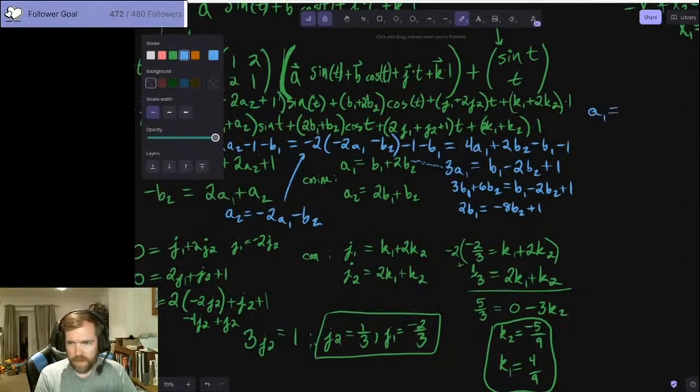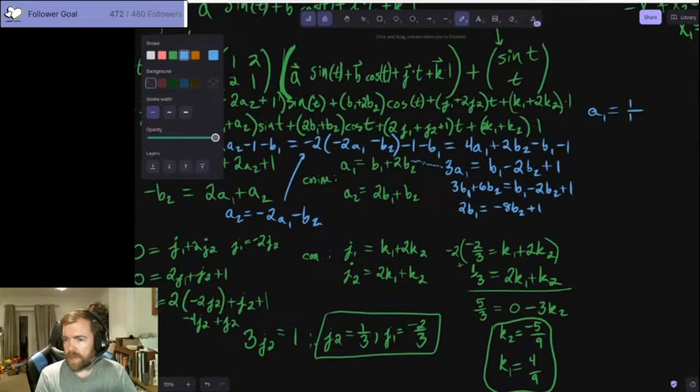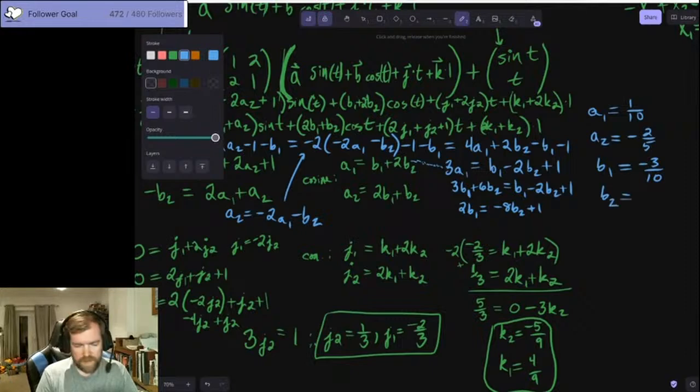Alright, A1 is equal to 0.1. It'll just go with fractional form because it makes a little more sense. Right, 1/10. A2 is going to be equal to -4/10, which is 2/5. B1 is equal to -3/10. And B2 is equal to 2/10 or 1/5.